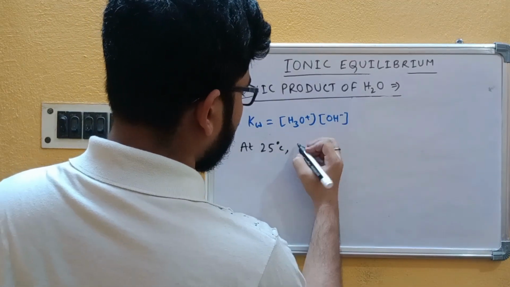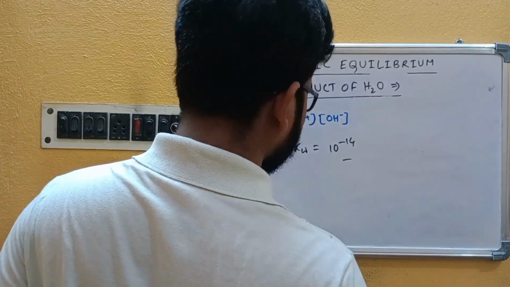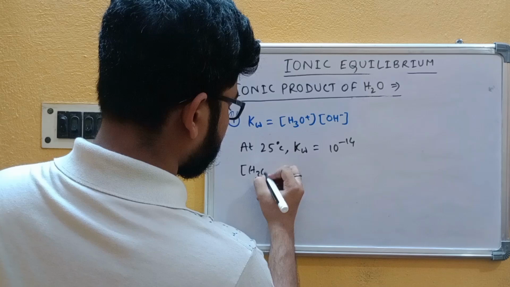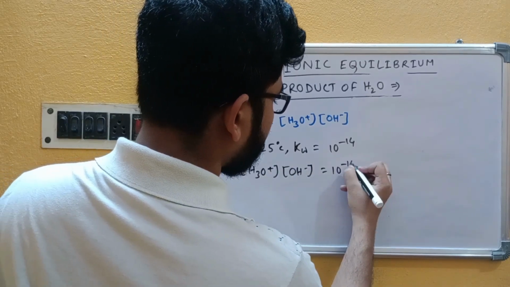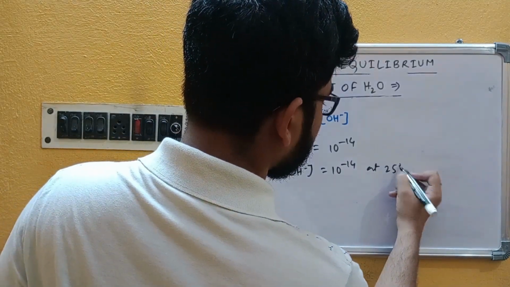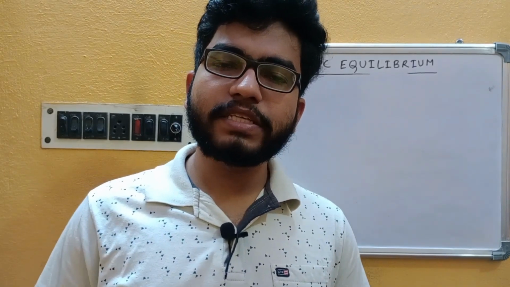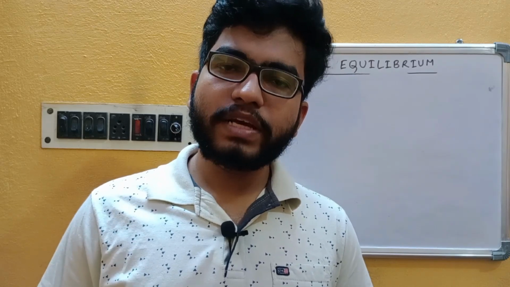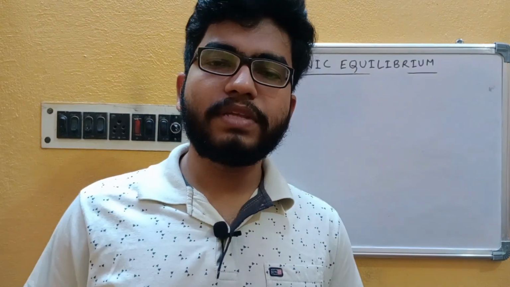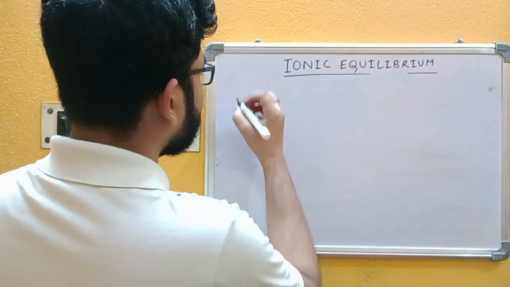At 25 degrees Celsius, the value of Kw is found to be 10 to the power minus 14. Concentration of H3O plus into concentration of OH minus is 10 to the power minus 14 at 25 degrees Celsius. So we have discussed the concentration of H3O plus and OH minus of an aqueous solution of a weak acid and weak base respectively. But if there are strong acid and strong base, then what will be the concentration of H3O plus and concentration of OH minus respectively?